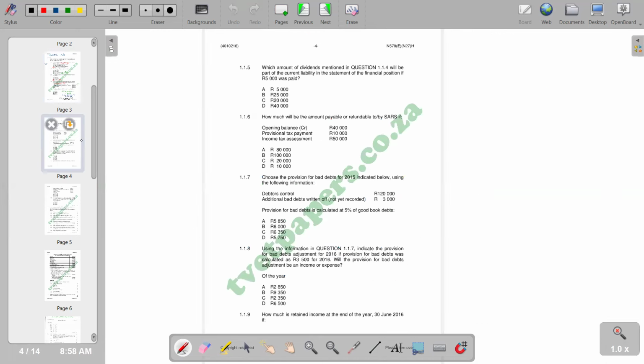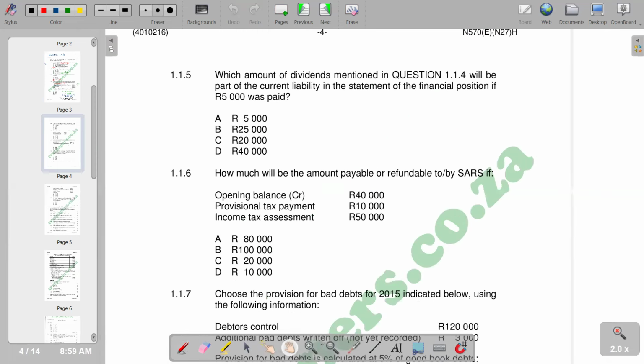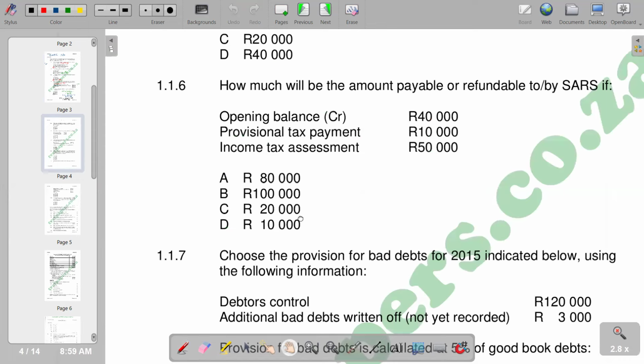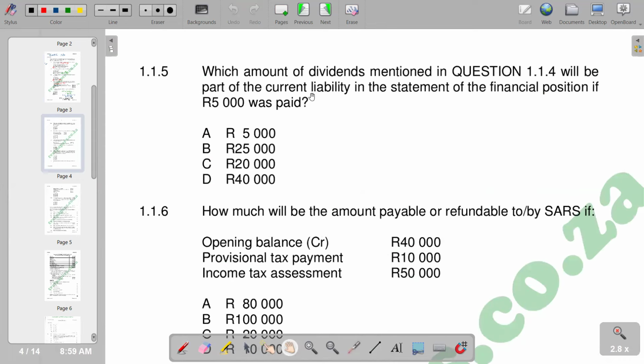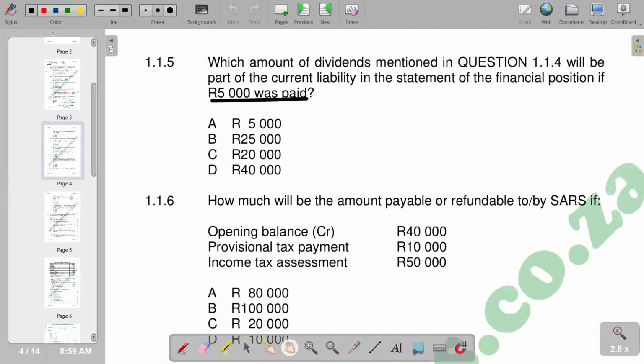And moving on to the next question, which is now 1.1.5. So 1.1.5, which amount of dividends mentioned in question 1.1.4 will be part of the current liability in the statement of financial position if 5,000 was paid. So we take note that 5,000 was paid. But we have calculated the total dividends declared, and we got 25,000. So out of 25,000, we are being told that only 5,000 was paid. So we subtract that 5,000 that was paid, then we are left with what was declared and not yet paid, which is now 20,000.